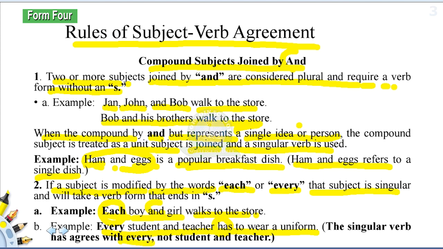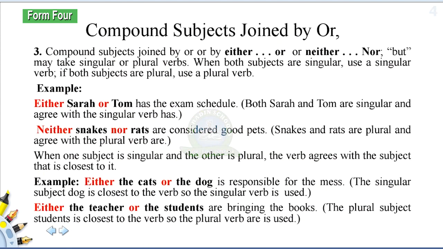So if you have these two points, it's a very, very important point. If you have a single idea joined by and, we're going to use a singular verb, has, does, etc. If you have every and each in your subject, singular, we're going to use a singular verb. Compound subject joined by and.